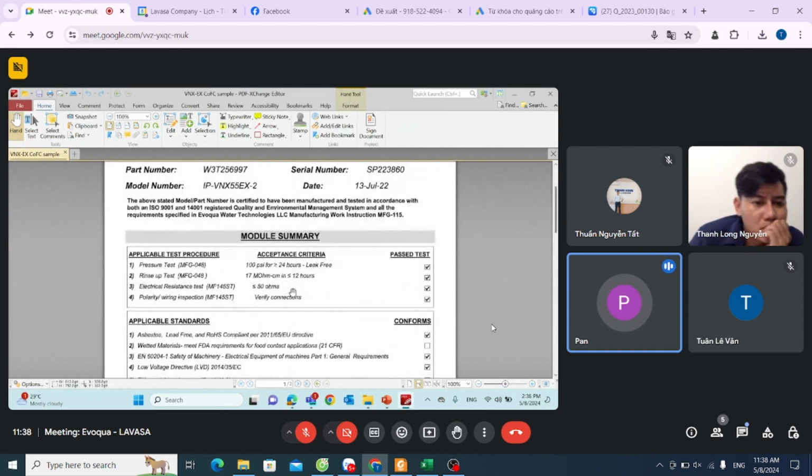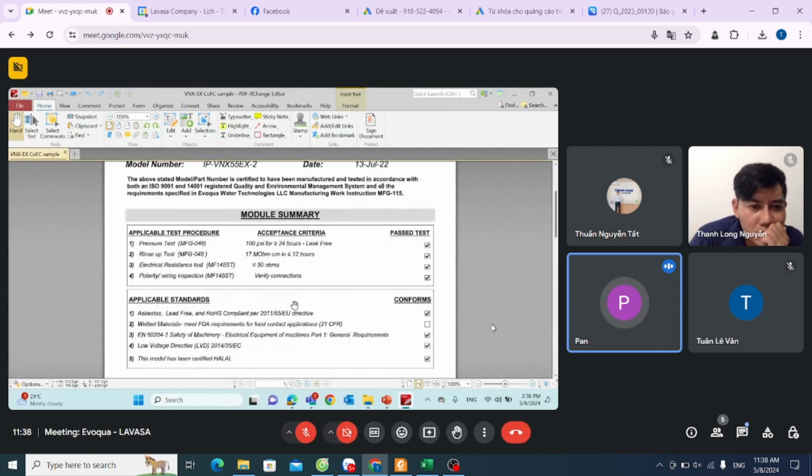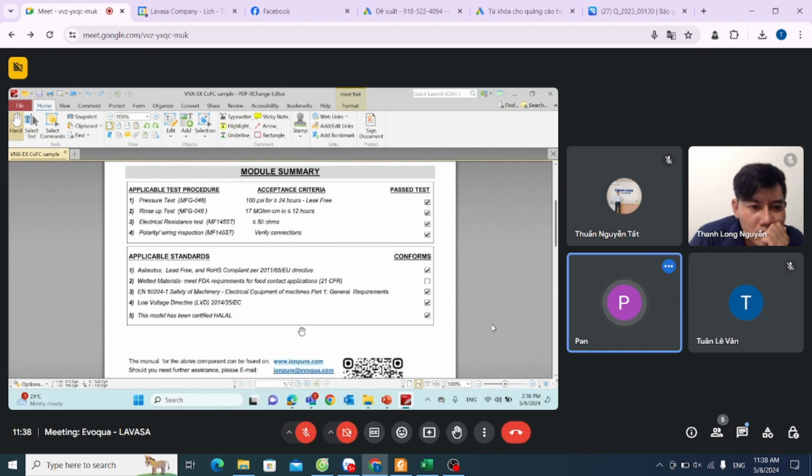If you buy 10 modules, means you have 10 pieces of this, and we do the pressure test, this test, that test, so that you know the module is good, which we will give to the user, that this module is tested and passed quality control. All good? Okay?